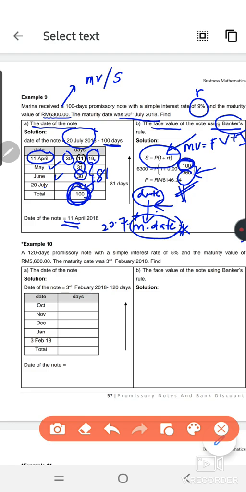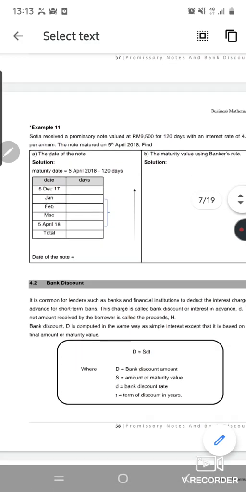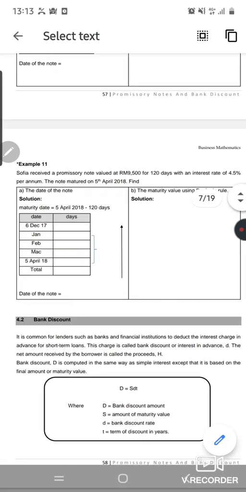Okay, so this one for example 9, cuba lengkapkan example 10. Okay, example 10, example 11. So that's all for promissory notes.